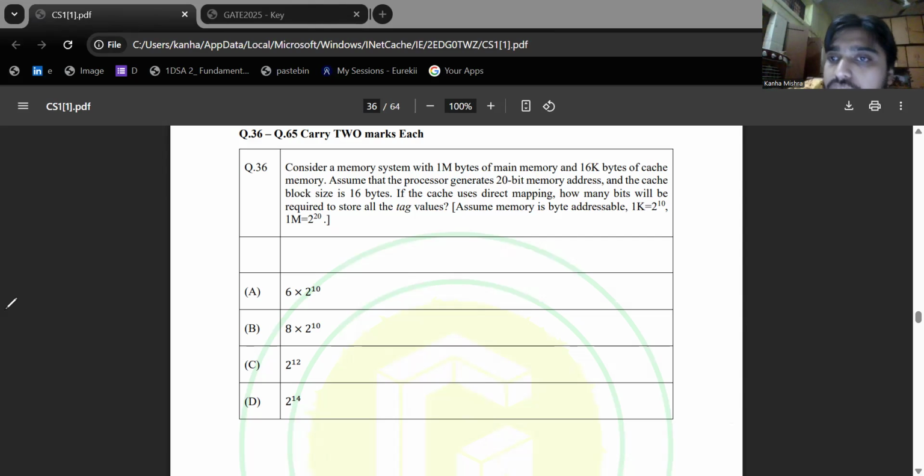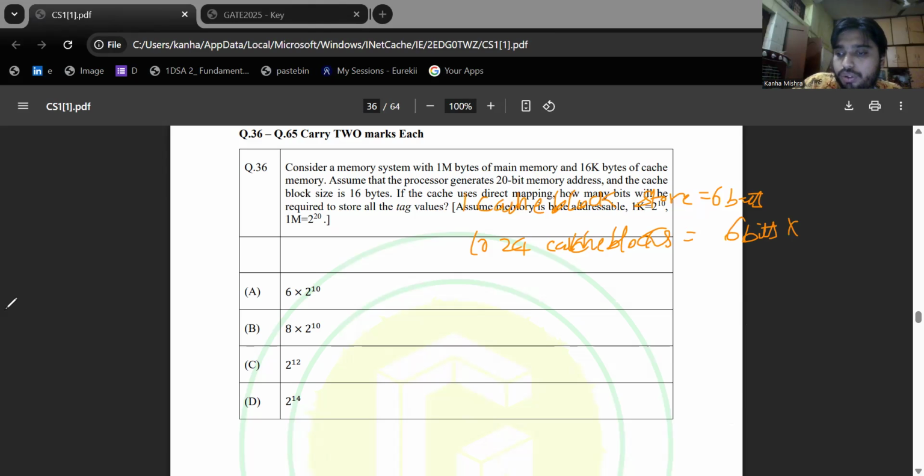How many bits for all the tag values? One cache block stores one tag value of 6 bits. ये तो पता चल गया. So how many cache blocks are there? So one cache block, we will apply unitary method, stores 6 bits. So 1024 cache blocks will store 6 bits into 1024, which is equal to 6144 bits.